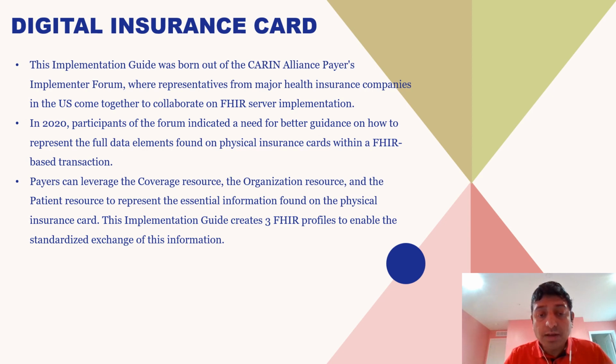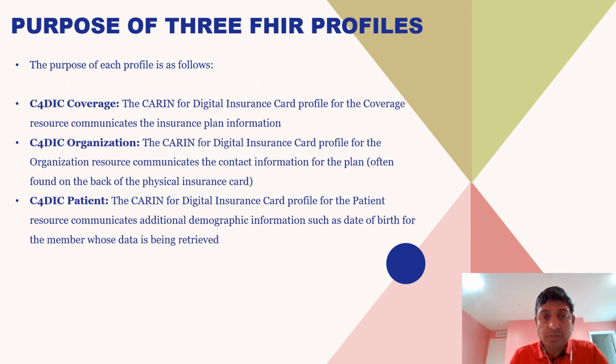Payers can leverage the coverage information, the organization resource, and the patient resource to represent the essential information found on the physical insurance card. This implementation guide creates three FHIR profiles to enable the standardized exchange of the information. So the three FHIR profiles are the C4DIC coverage profile. It is the Carin for the digital insurance card profile for the coverage resource that communicates the insurance plan information.